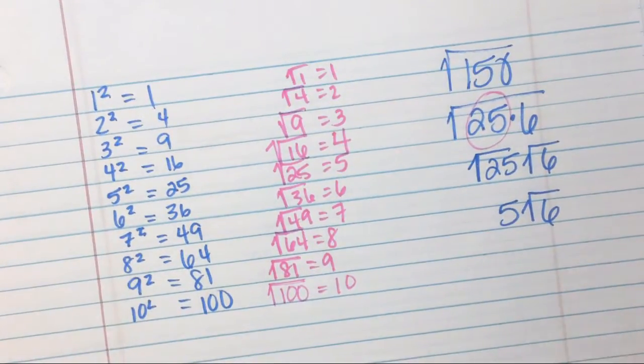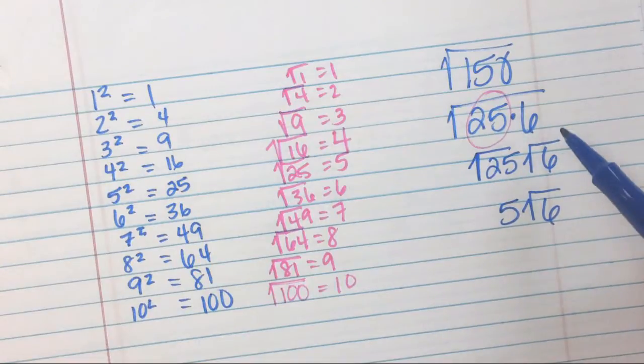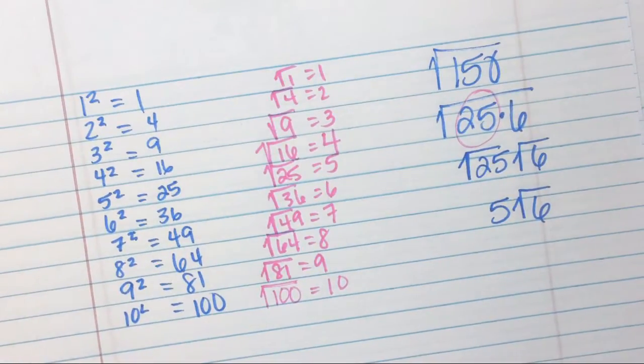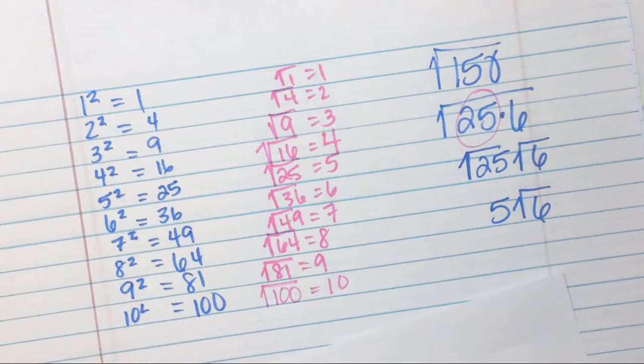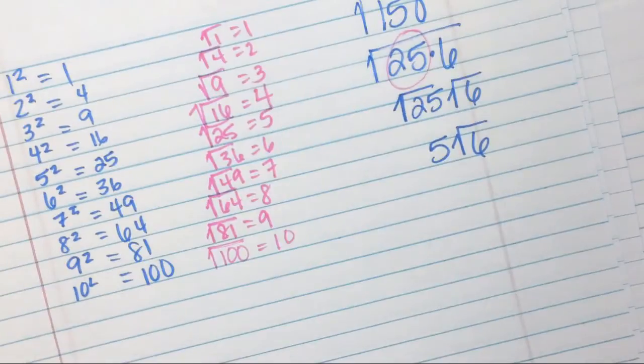I need a perfect square. A perfect square times some other number. Okay, so I did number 2. We got 5 square roots of 6. We've already done number 4. We got 10 square roots of 3. I want to do number 5.